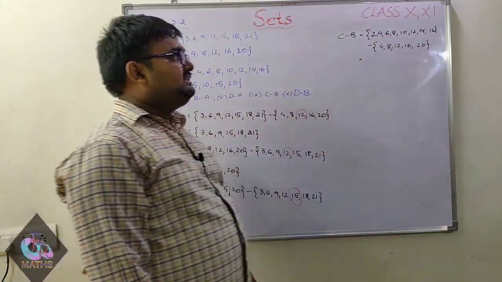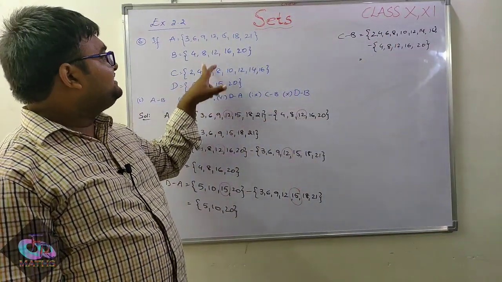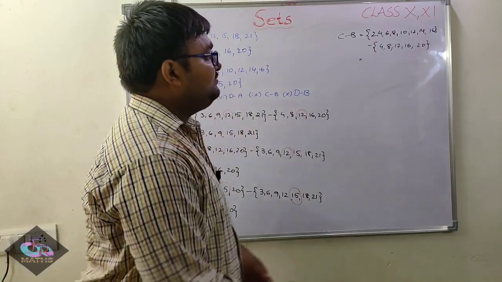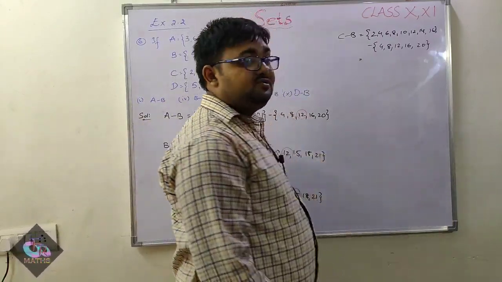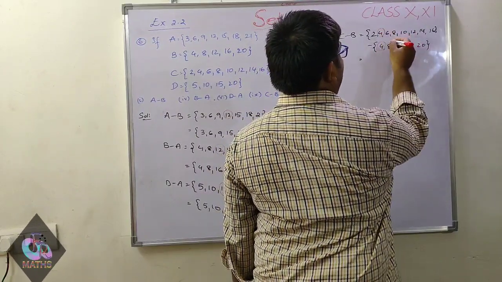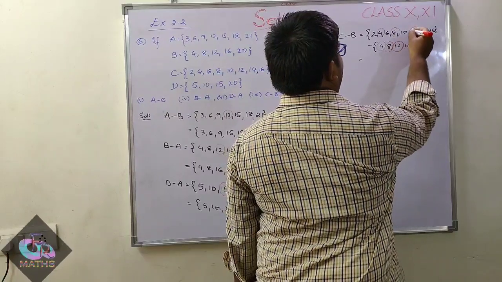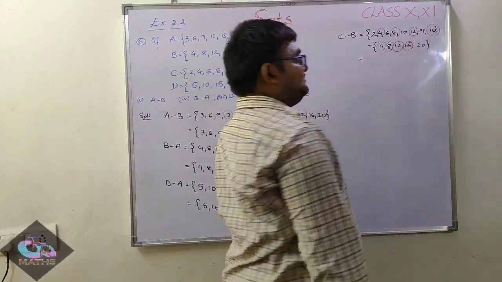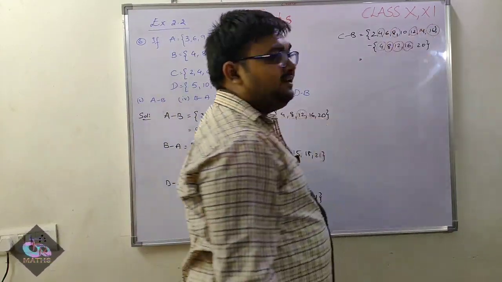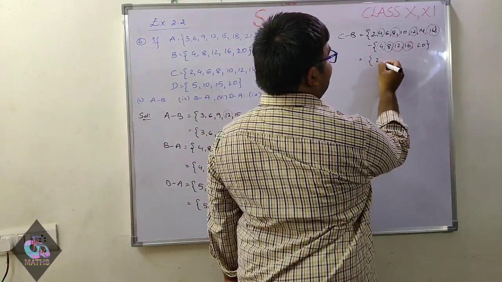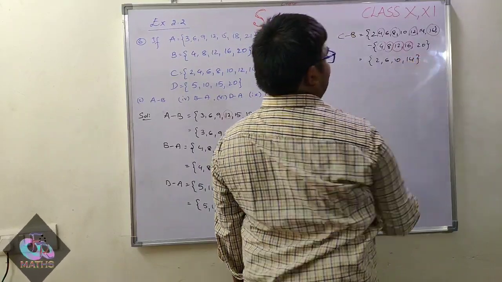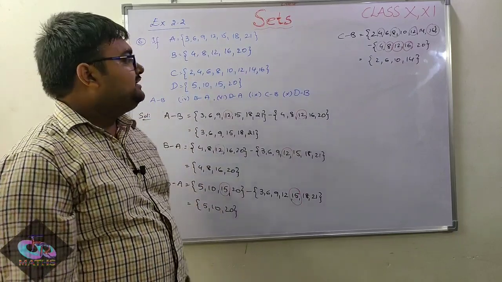Here set C is multiples of 2, and set B is multiples of 4. So what is the LCM? The LCM is 4, so we will get multiples of 4 as common. So here 4 and 4, 8 and 8, 12 and 12, 16 and 16. Other than those common elements, whatever remains of the first set is my answer. What are the remaining things? 2, 6, 10 and 14. This is the value of set C minus B.